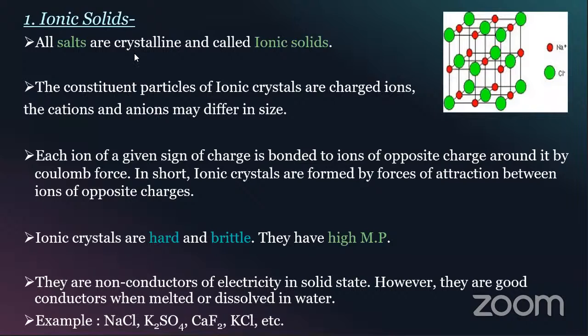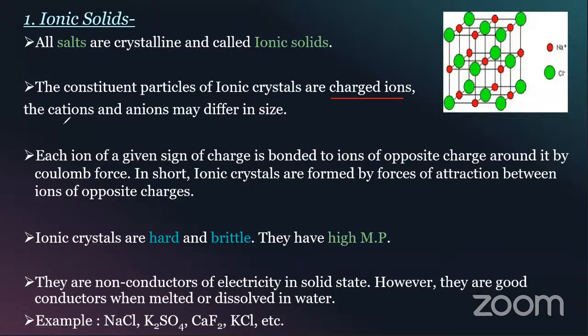All salts are crystalline and called ionic solids. Now this you must have studied in 8th, 9th, 10th standard, acids, bases and salts. Whenever we classify substances as salts, we say that they don't have H plus ions or OH minus ions, they have different ions, and therefore we call them ionic solids, because they are made up of different ions. The constituent particles of ionic crystals are charged ions. The cations and anions may differ in size.